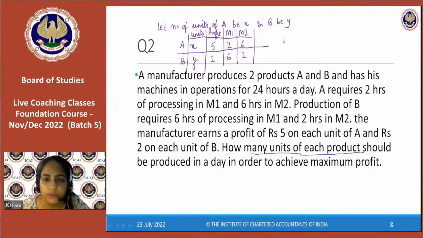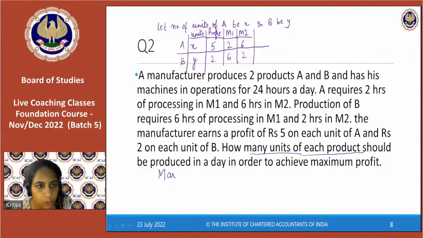So how do we solve this? We will convert it into the condition first. I will say I have to maximize my profit. Maximize Z, Z is my profit here. If 1 unit is giving me 5 rupees as profit, X units will give me how much profit? 5X. If 1 unit is giving me 2 rupees of profit, Y units will give me 2Y of profit. So this is what I want to maximize.